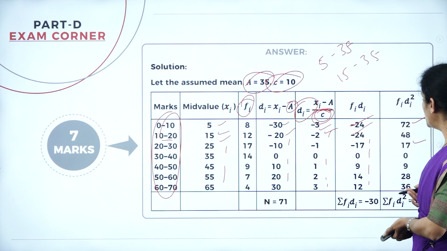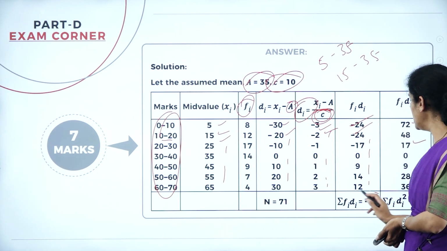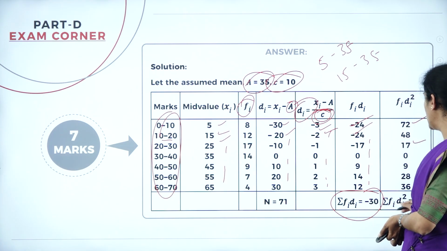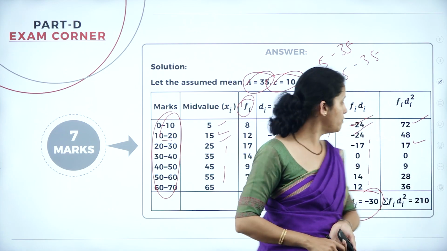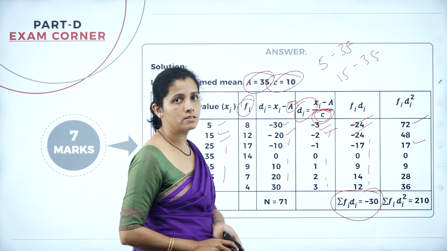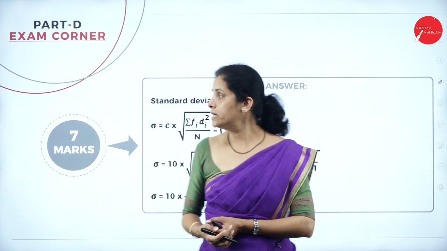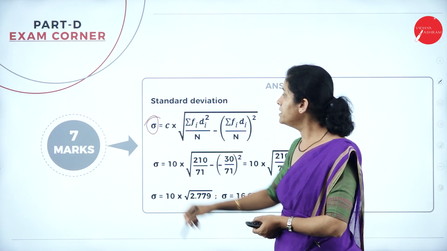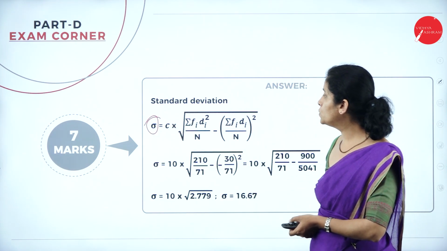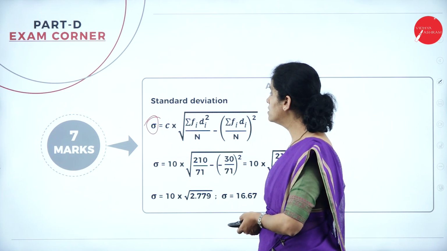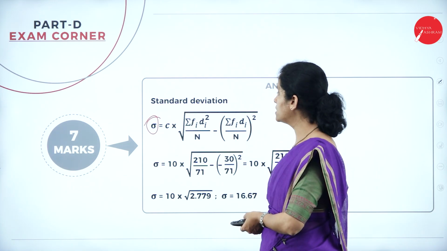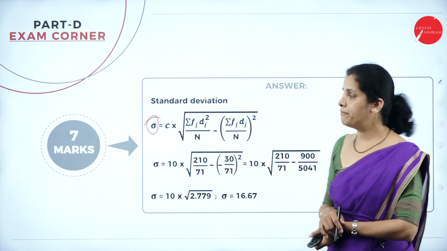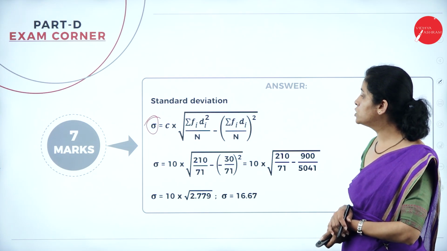Okay. So dear student, now I want to find the summation of Fi into Di, that is minus 30, and if I find summation of Fi into Di square, I am having the answer 10. Now dear student, I am having the formula, that is standard deviation equal to C into square root of summation of Fi into Di square divided by n minus summation of Fi Di divided by n whole square.